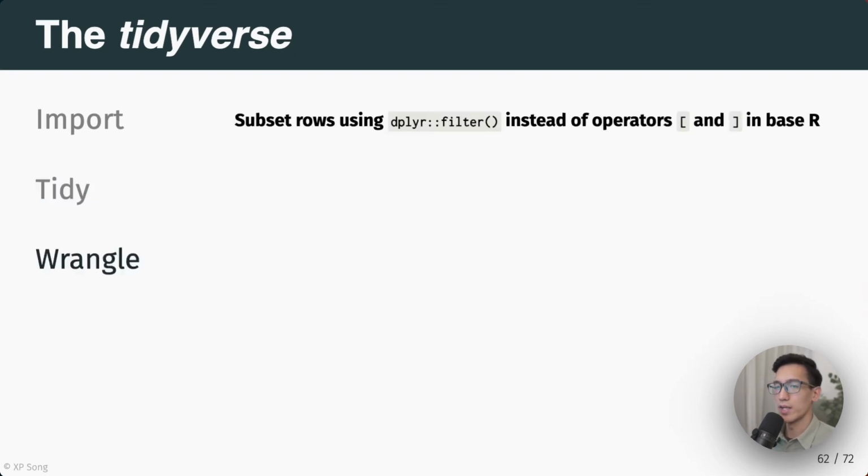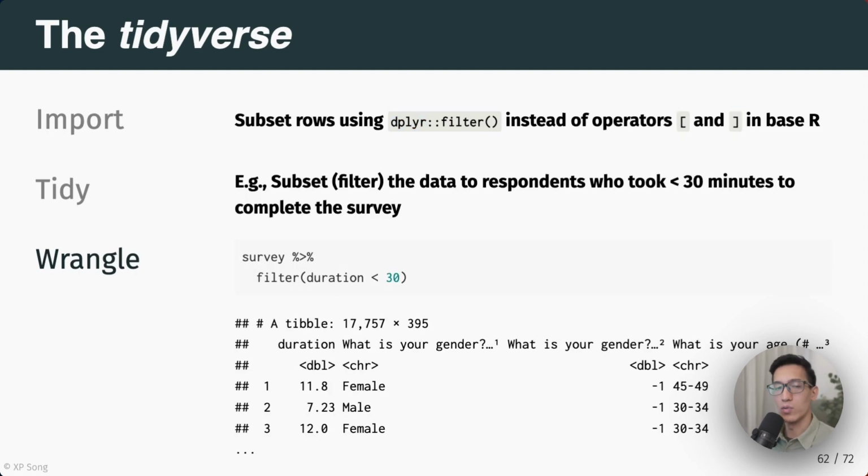Next, we can also wrangle or manipulate data using the filter function from the dplyr package, instead of using operators such as the square brackets in base R. The syntax is quite different. For example, if we want to subset or filter the data only to respondents who took less than 30 minutes to complete the survey, we simply input the object, put the pipe, apply the function filter, and we put in the criteria. We want the duration to be less than 30. This data includes respondents who took more than 24 hours to complete the survey, probably because they left their browser window open.